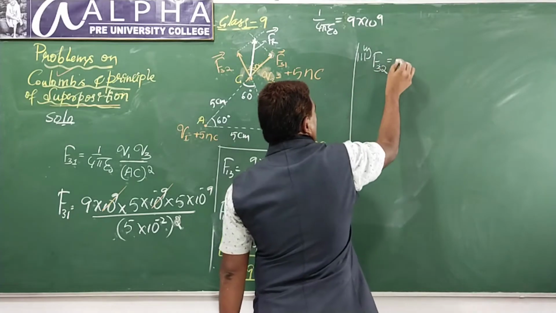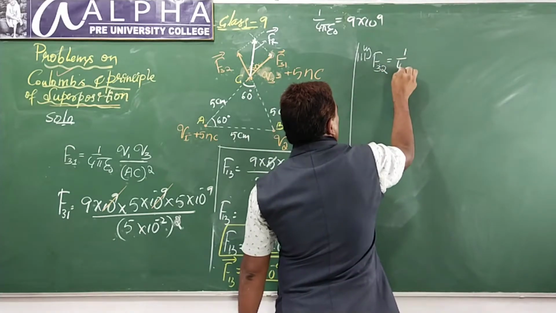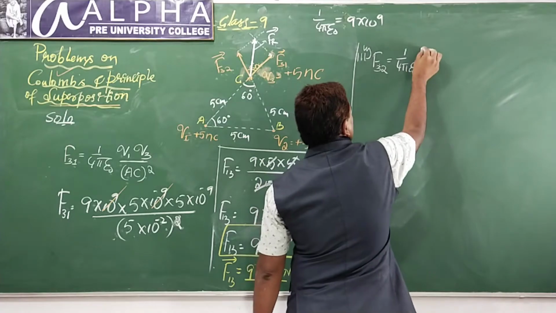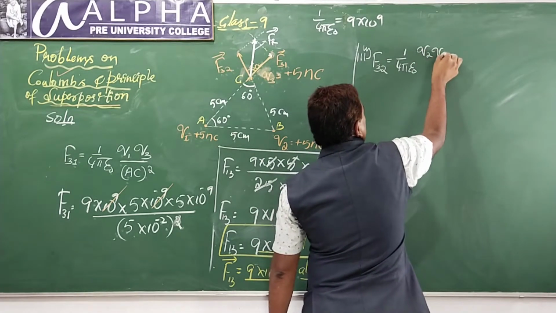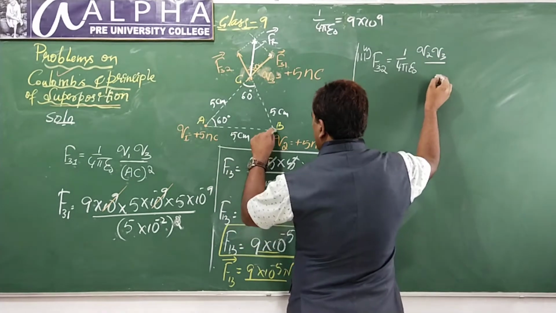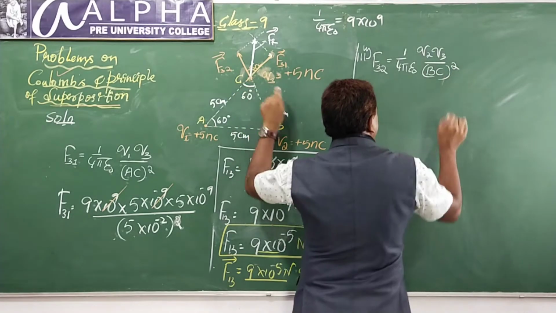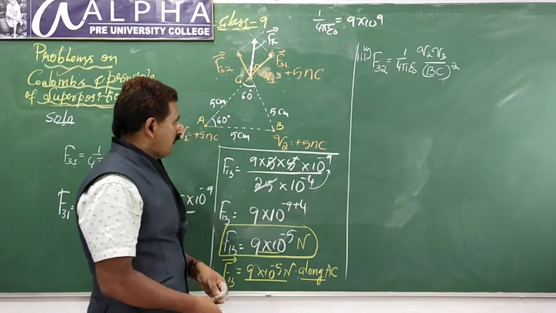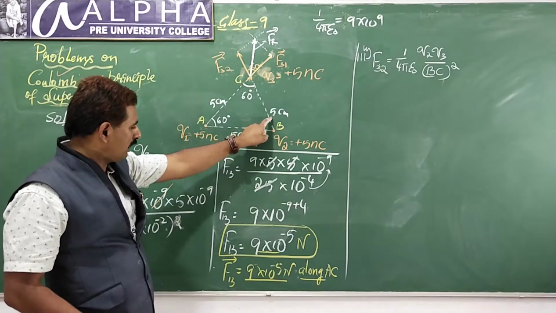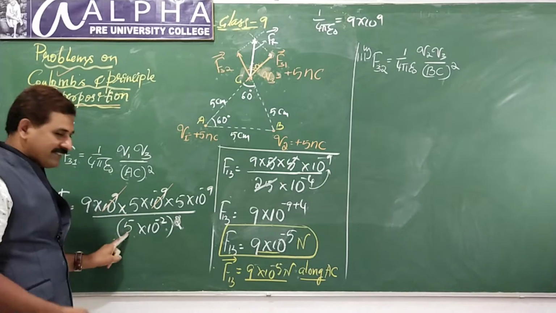F32. What is F32? Once again, Coulomb's law, 1 over 4 pi epsilon 0, charge Q2, Q3 divided by the distance squared, Q2, Q3 separated by distance BC. Let me write BC square. Look at the value, students. What is the value of BC? Again 5, as AC.